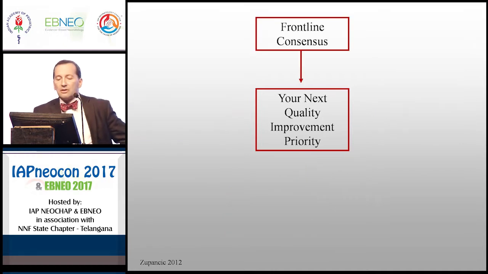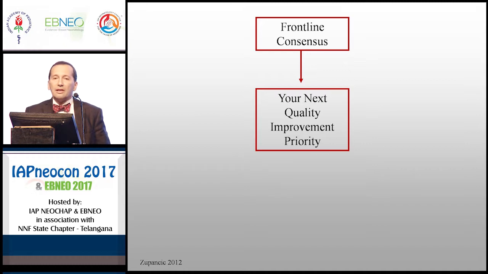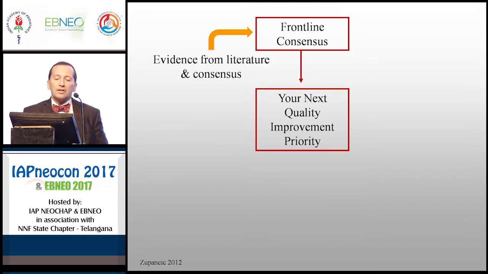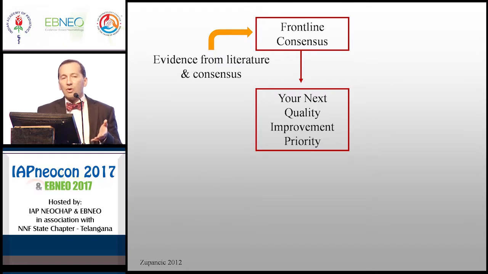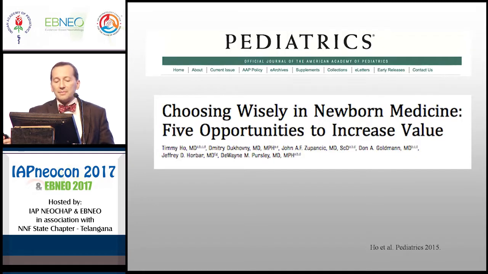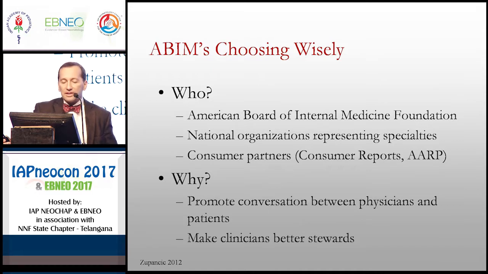The last thing I'll deal with is something that I've called frontline consensus, and I'm going to describe to you something that we did at the national level in the United States with the AAP that allowed us to derive a set of quality improvement guidelines. And in this case, what we're using is evidence from a consensus of clinicians and also some evidence from the literature to derive our priorities. This is something called the Choosing Wisely program that was put in place by one of my colleagues, Timmy Ho, and as I said, members of the AAP, along with representatives from IHI and from the Vermont Oxford.